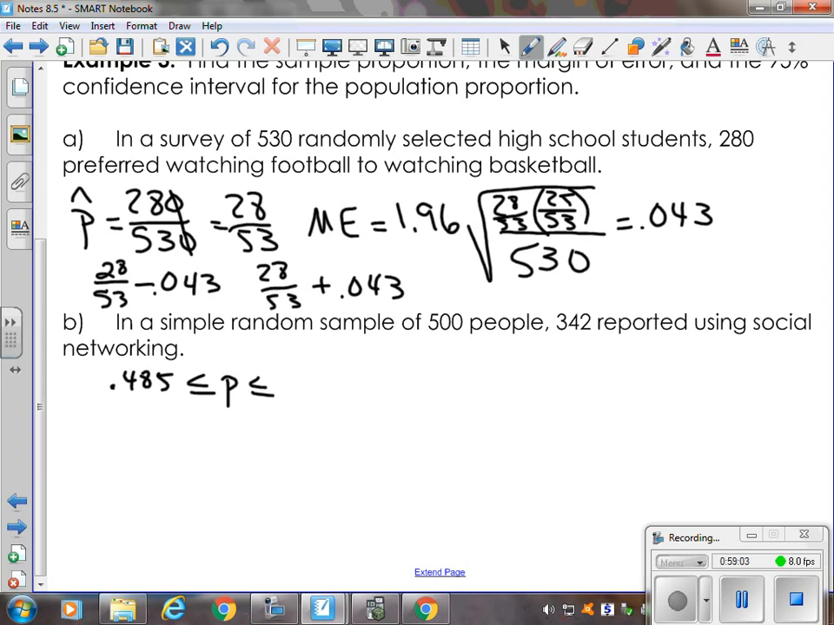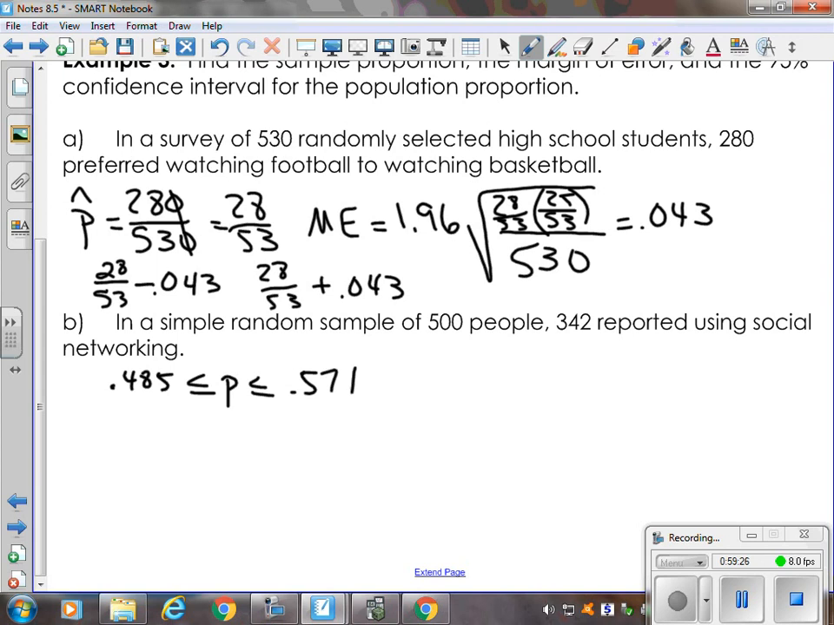Yeah, I think something's wrong. 28 over 53 plus 0.043. Make sure you typed it right, because it should be less than 1. Because these stand for probabilities, and your probability can't be more than 100% that something's going to happen. Right? So if it comes out more than 1, y'all know you did something wrong. What'd you get again?